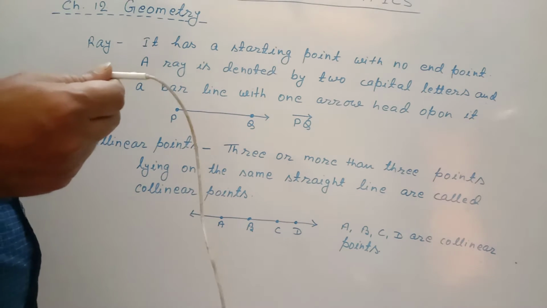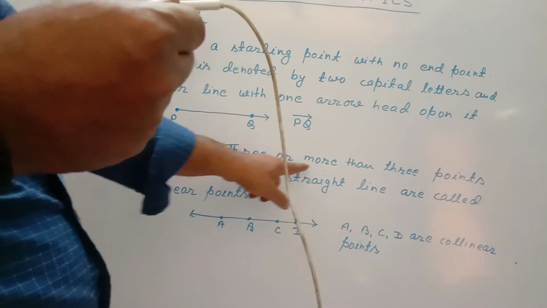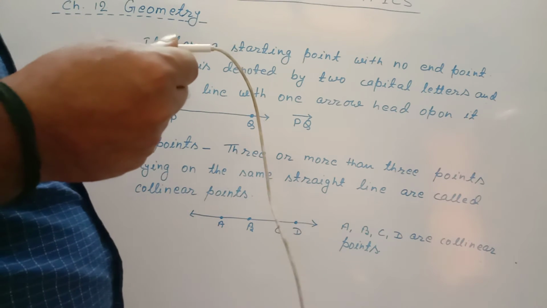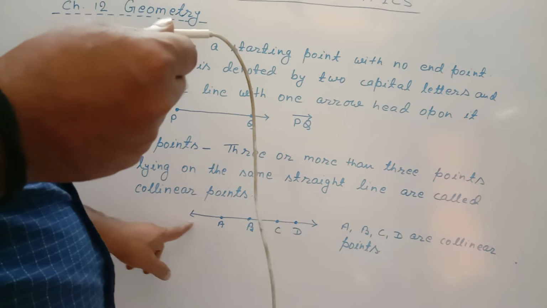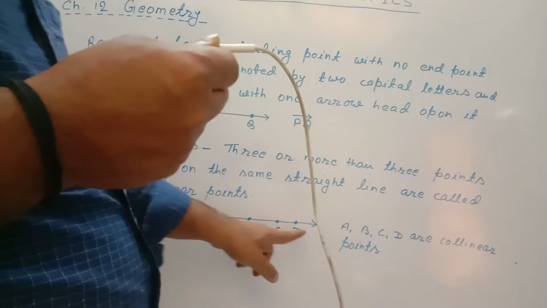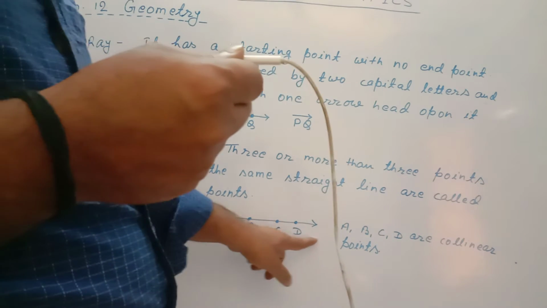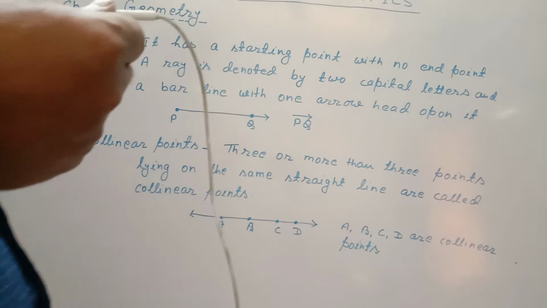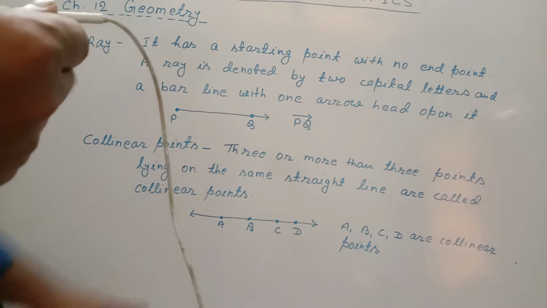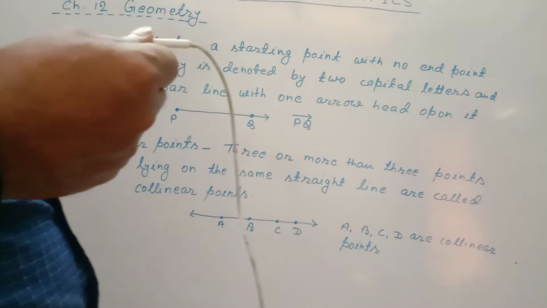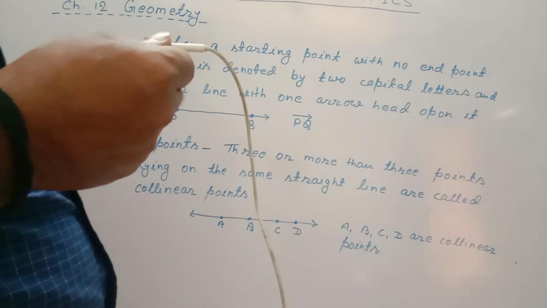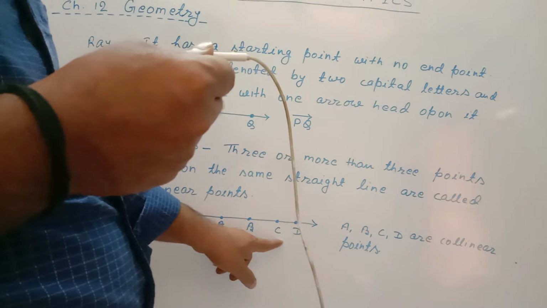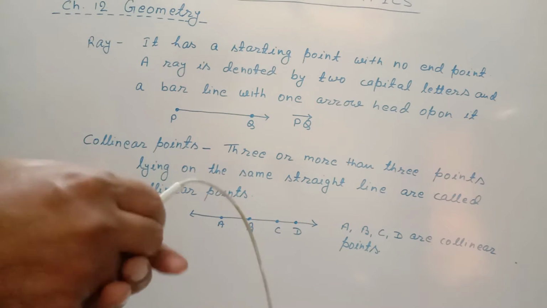Next is collinear points. 3 or more than 3 points lying on the same straight line. See here, this is the ray, or this is the straight line. Upon that A, B, C, D, these 4 points are lying. So these 4 points are lying on the same straight line. Therefore, these 4 points are called collinear points. In this example, A, B, C and D are collinear points.